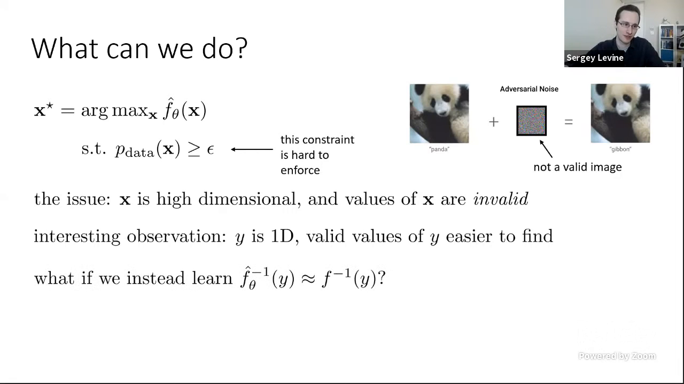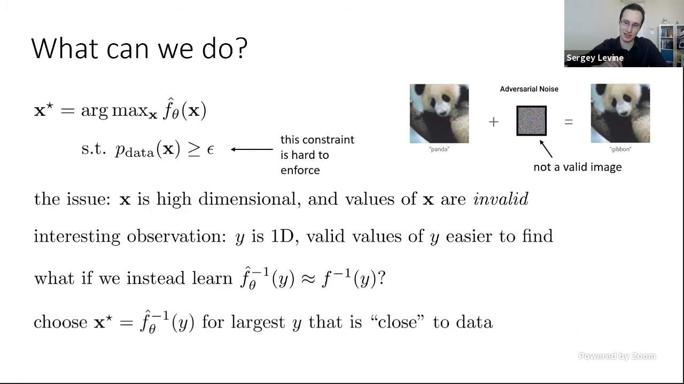So what if instead of learning f hat theta of x, we learn f inverse of y? Instead of mapping from x to y, we learn to map from y to x. And then we can find in distribution y's very easily because y is just a scalar value. So then we're going to select x star to be f hat inverse of y for the largest y that is close to the data. And that can help us alleviate this distributional shift problem. It's still tricky to choose the y that is close to the data, but it's much easier than before because y is just a scalar value. So we call this model inversion networks because they aim to invert the model.